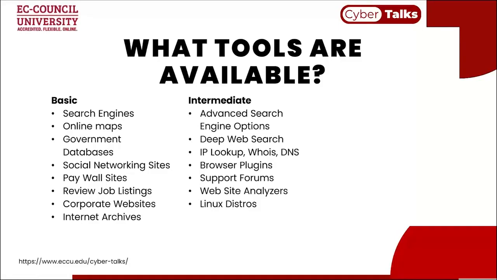Intermediate tools require a bit more know-how or understanding of other knowledge areas. These would include advanced search engine options like Google Dorks or Google Fu. Basically, this is just using the Google search engine to find vulnerable websites, applications, or other sensitive information. Shodan is another great tool which can find vulnerable systems.